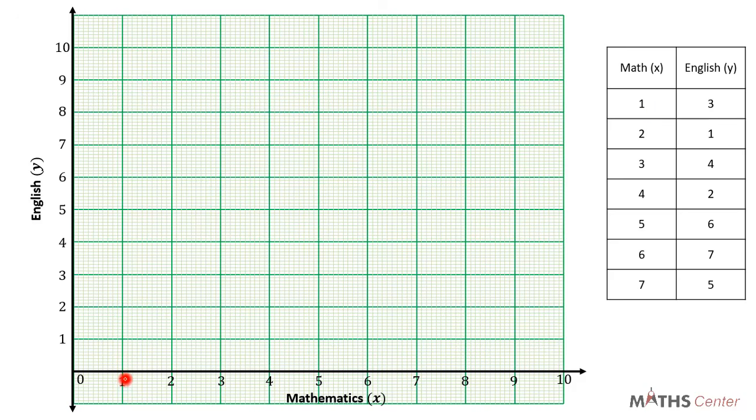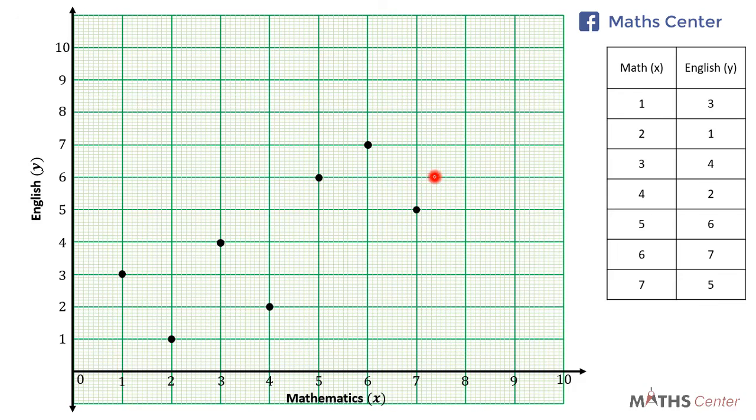1, 3. So 1 on the x-axis and 3 on the y-axis. That will be here. The next one is 2, 1. 2 on the x-axis, 1 on the y-axis. That's here. We have 3, 4. 3 on the x-axis, 4 on the y-axis. That will be here. We have 4, 2. 4 on the x-axis, 2 on the y-axis. We have 5, 6. 5 on the x-axis, 6 on the y-axis. And then we have 6, 7. 6 on the x-axis, 7 on the y-axis. That's here. And we have 7, 5. 7 on the x-axis, 5 on the y-axis. That's here. So this is our scatter diagram.